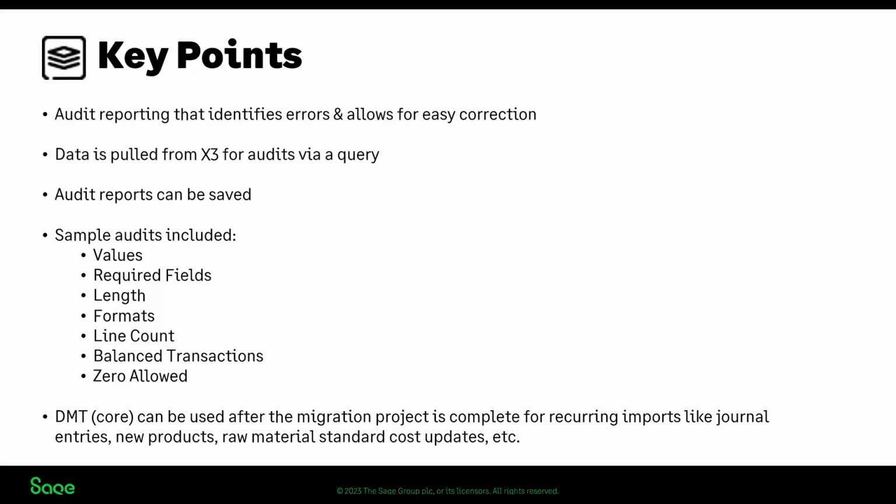The DMT tool could also be used after migration, so it's not just used for migration. It could be used on a recurring basis for things like importing journal entries, new products, and updates to standard costs. Those are some examples where I've used it in the past. I've even brought information from tools like SEI into the workbook and then modeled a journal entry update. So it's quite useful. Go ahead to the next slide.